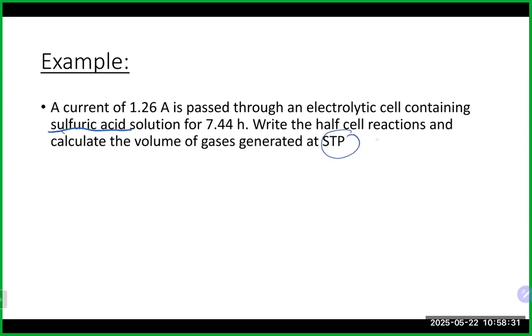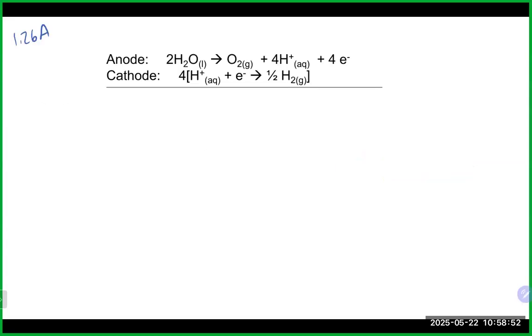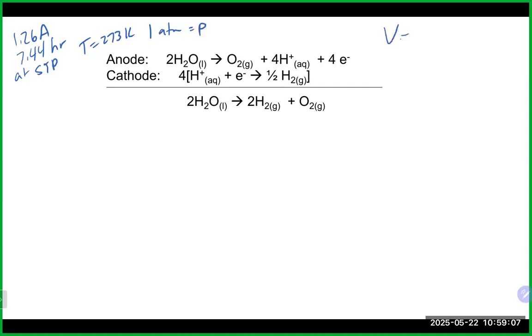By the way, STP means standard temperature and pressure. That's a temperature of 273 Kelvin, right? And a pressure of 1 atmosphere. So we're looking for the volume of hydrogen gas and oxygen gas run at 1.26 amperes for 7.44 hours, right? Here are the half reactions, so you can just pick it up from there. 7.44 hours at STP. Again, 273 Kelvin and 1 atmosphere pressure. We want to know the volume of oxygen gas and the volume of hydrogen gas collected in this case. So give it a go, see what you come up with.